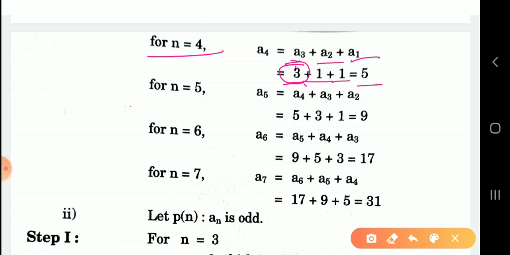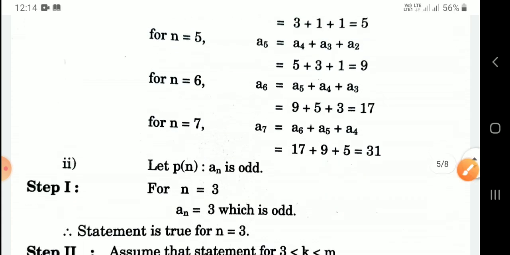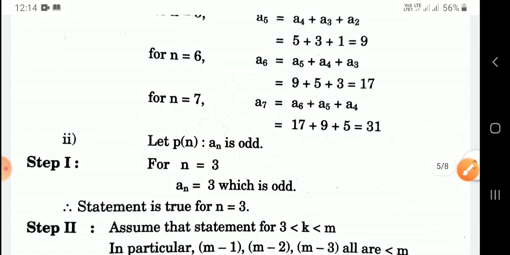Similarly, for n = 5 and so on, we calculate the terms. We have to find a few terms of the recursive relation. So we found 5 terms. Okay, it is sufficient, so the first example is completed. We found all the terms. Now we have to prove that all the a_n are odd.